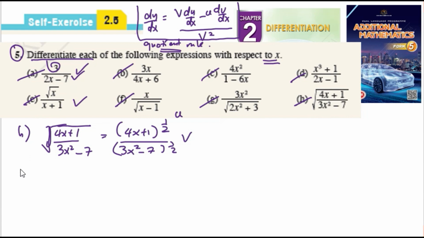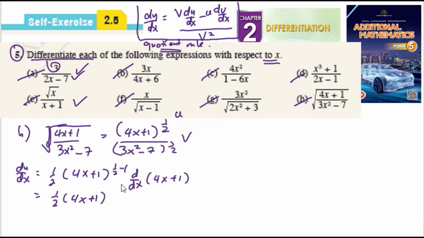So here our du over dx is equal to, when we differentiate the one with bracket and power outside, we bring the power forward, so we have half here, so (4x plus 1), and then we minus the power with 1, and then we differentiate what is inside the bracket. So here you get half (4x plus 1), half minus 1 is you get negative 1 over 2, right? And then when you differentiate 4x plus 1, you will only get 4.